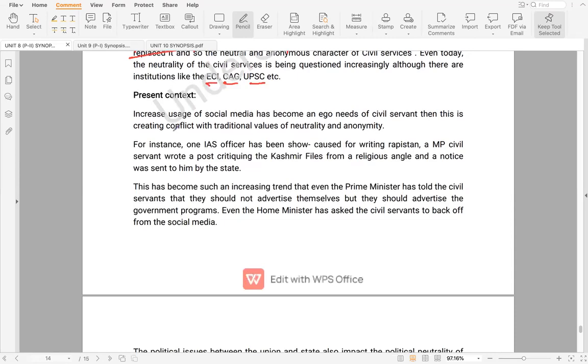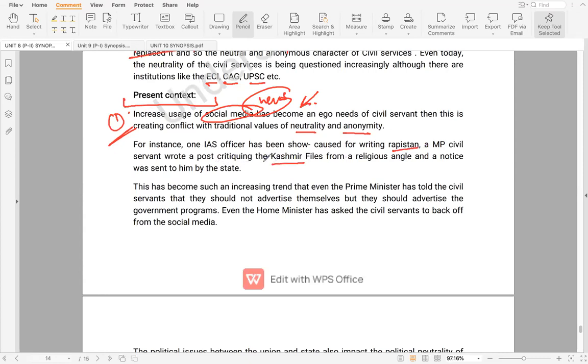Present context: the increasing use of social media has become an ego need of civil servants, and therefore this is creating a conflict with the traditional values of neutrality and anonymity. This was highly in the news, so you can also directly include it in your answer in the present context. We are giving an example here. For instance, one IAS officer has been show-caused for writing Rapistan. An MP civil servant wrote a post critiquing The Kashmir Files.